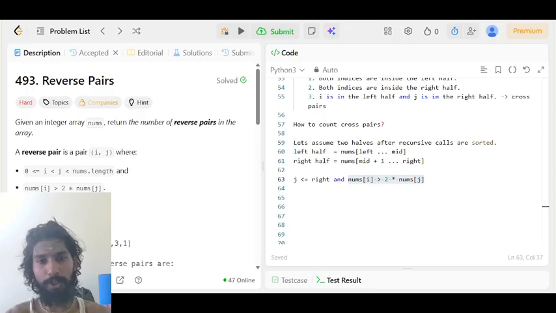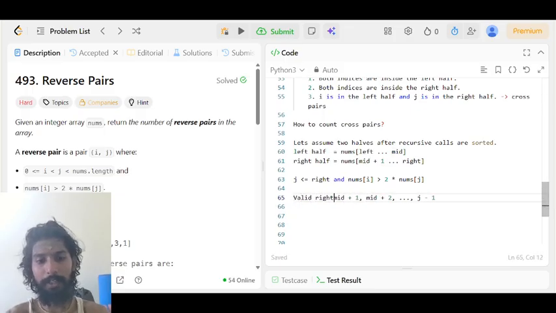When this while loop stops, it means all elements from mid+1 to j-1 were valid for this i. So the number of elements becomes j minus (mid+1). This formula is very important. Why? Because the right half starts at index mid+1. If j has moved ahead, then valid right side indices are mid+1 till j-1. So total valid indices becomes j minus mid minus 1.